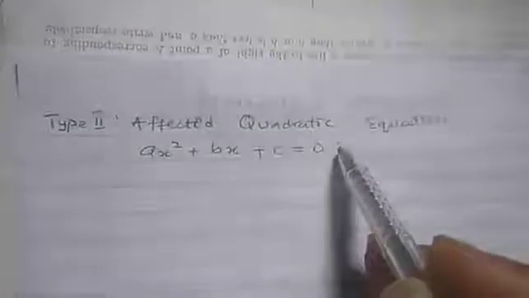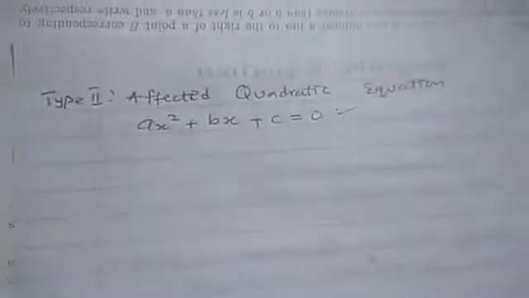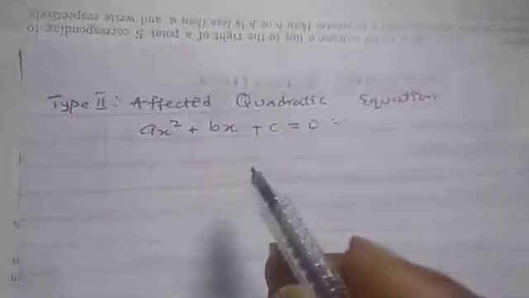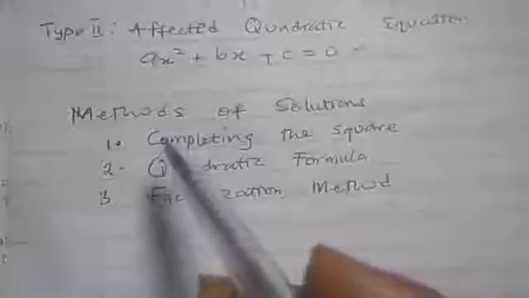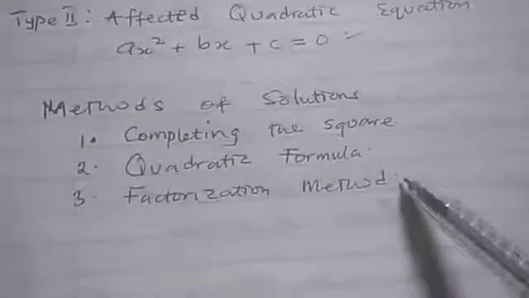Now let's consider the second type. We have affected quadratic equation, which is this. How do we treat this type of quadratic equation? For analytical methods, we use three prominent methods that are generally acceptable. The methods are: one, completing the square; two, quadratic formula; and three, factorization method.